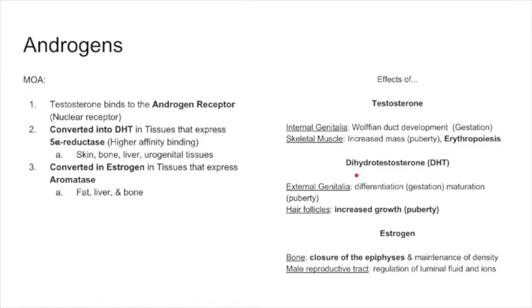Dihydrotestosterone is actually responsible for the differentiation during gestation and the maturation during puberty, and that's where we get into those disorders of sexual development. In a woman it might manifest as primary amenorrhea. You have 5-alpha reductase deficiency, so you never differentiate your external genitalia, and you present as a phenotypic woman, but internally you have two undescended and undifferentiated testes.